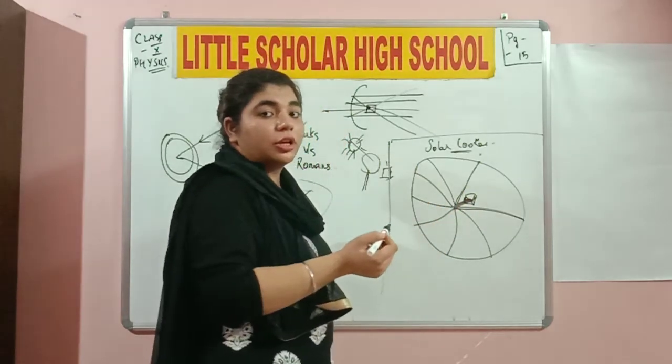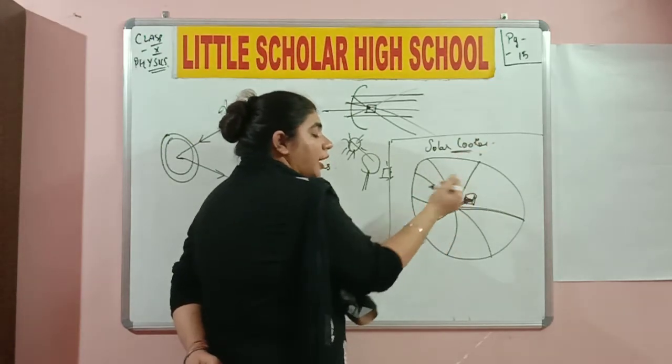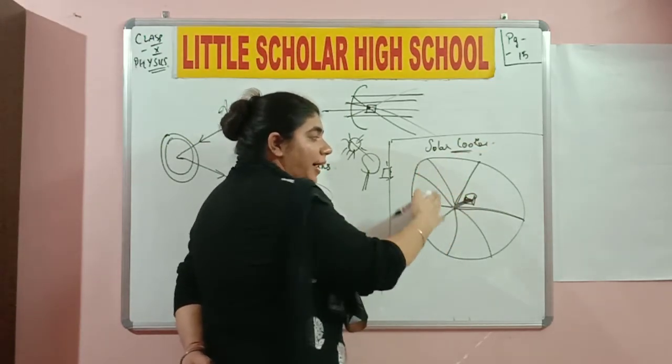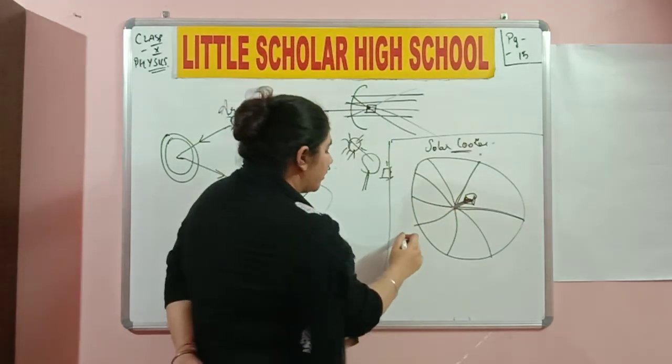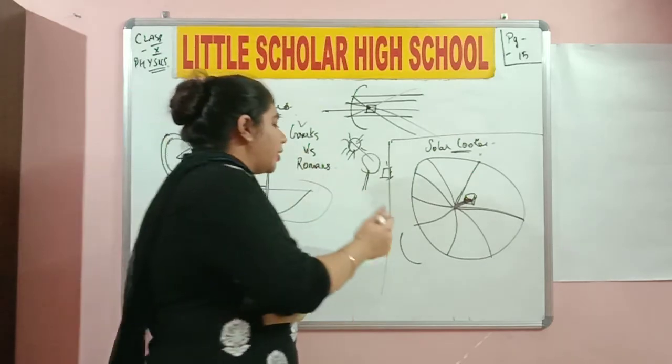Why was it cooked? Because the rays of the sun were directed towards the dish antenna, and because of the shape, which is nothing but the parabolic shape. Okay, it is like a parabola. Yes or no? The shape of the dish antenna is like a parabola.